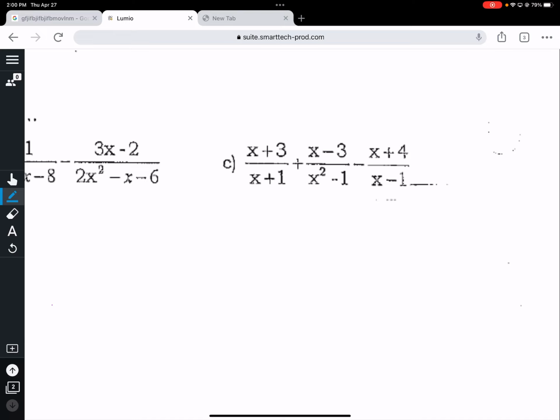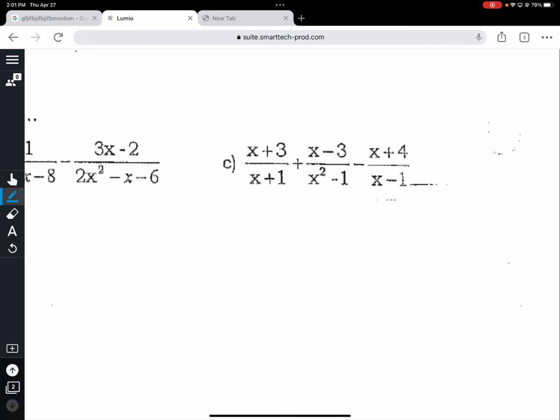X squared plus 1. X squared minus 1. We have x plus 1 and x minus 1 together. So x squared minus 1 in parentheses.